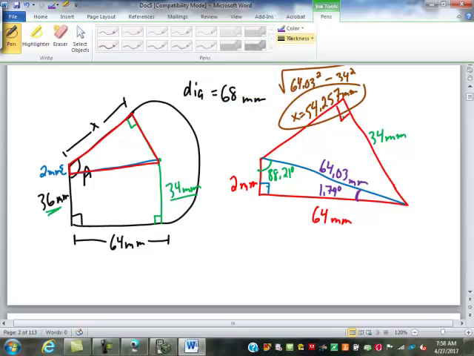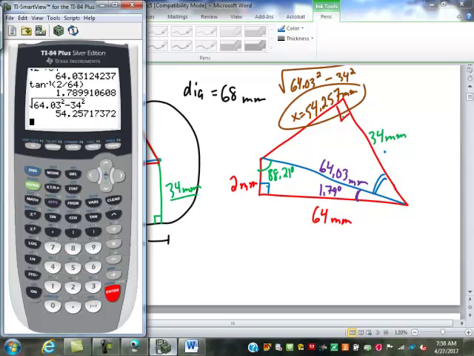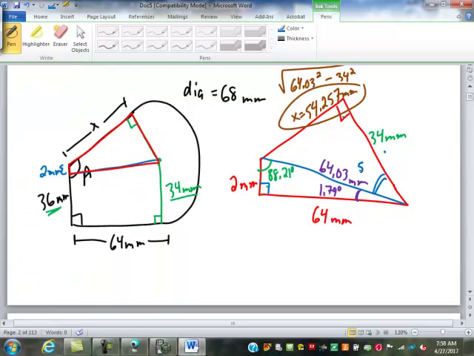And then, doesn't matter which angle I find, I guess. Let's find this angle here. I'll find that angle is going to be the inverse cosine, because this is the adjacent leg, of 34 divided by 64.03. 57.93 degrees. Makes this angle here 32.07 degrees.